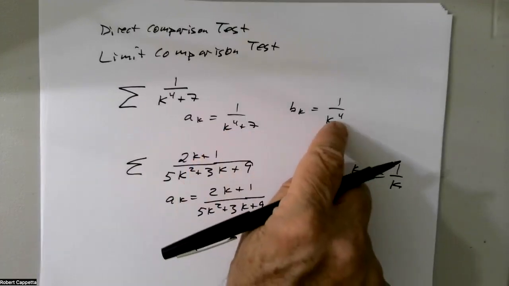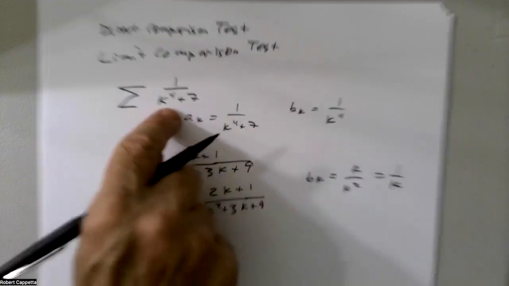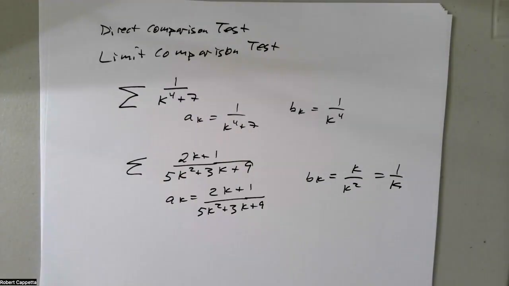Here, this one is smaller than that one. This one converges. You will see later that this also converges using the direct comparison test.